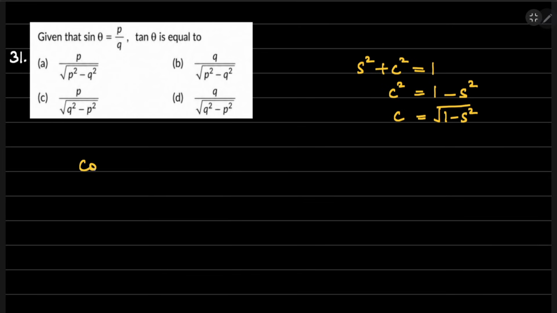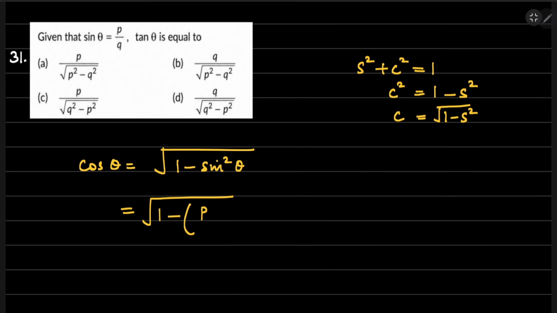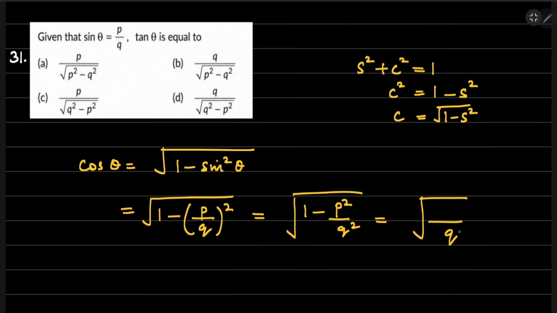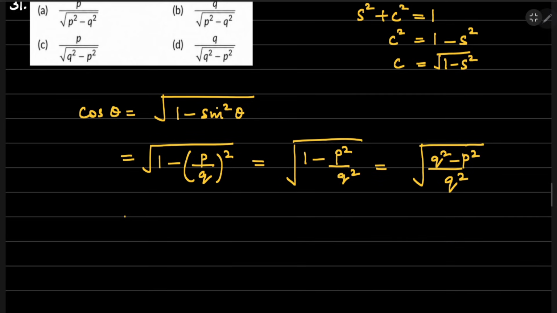So let's use that identity. Cos theta is equal to square root of 1 minus sine square theta. You are given sine theta, just substitute it. So root of 1 minus P by Q the whole square. This is equal to square root of 1 minus P square by Q square. This is equal to root of, LCM is Q square, so you have Q square minus P square divided by Q square. So split up the square root. Numerator you will have root of Q square minus P square divided by, in the denominator it will be root of Q square, which is just Q. This is your cos theta.